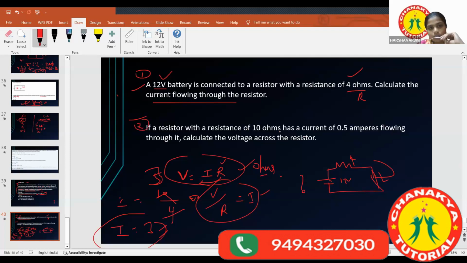Okay, no problem. The second one is V equal to IR. Same, there is a circuit. Now the resistor is 10 ohms and the current flowing they have given as 0.5. Now they are asking us to find V. So just multiply these two, you will get 5 as the answer. 10 into 0.5 is 5. That's simple multiplication. Got it?